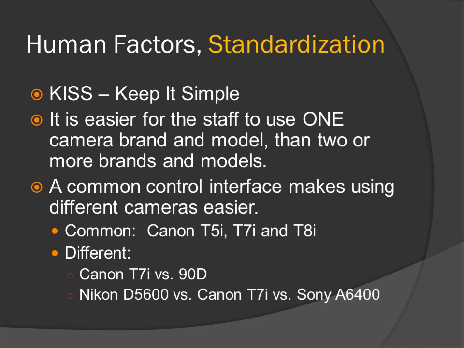Standardization. KISS. Keep it simple. It is easier for the staff to use one camera brand and model than 2 or more brands and models. A common control interface makes using different cameras easier. For example, the common control interface is the Canon T5i, T7i, and T8i. A different interface is a Canon T7i versus the 90D, or a Nikon D5600 versus the Canon T7i or the Sony A6400.